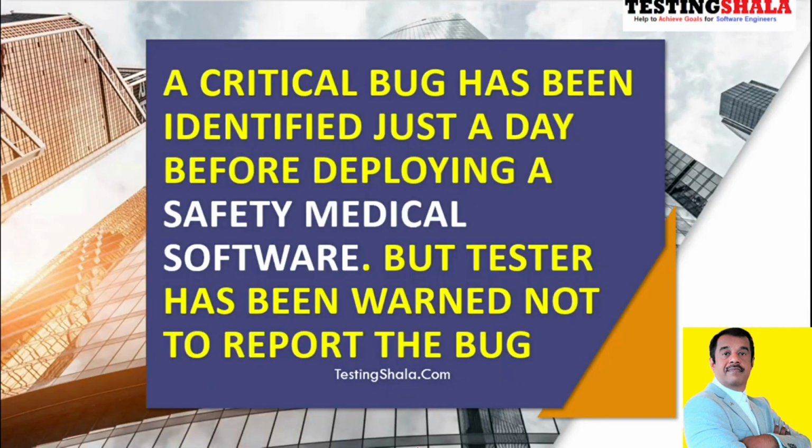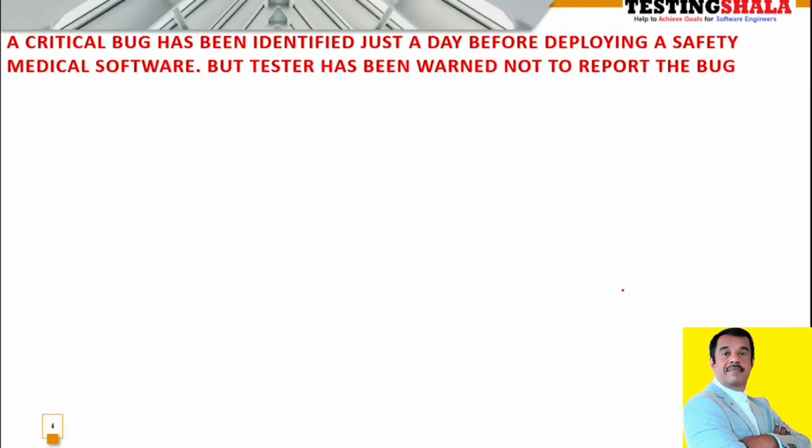And the next question is: a critical bug has been identified just a day before we deploy a safety medical software. Safety medical software is software that will be deployed into hospitals or healthcare systems. Now suddenly someone is pressurizing the tester not to log the defect. That is the scenario here. As a tester, what should we do when we get this kind of request, especially when testing critical software like medical software?